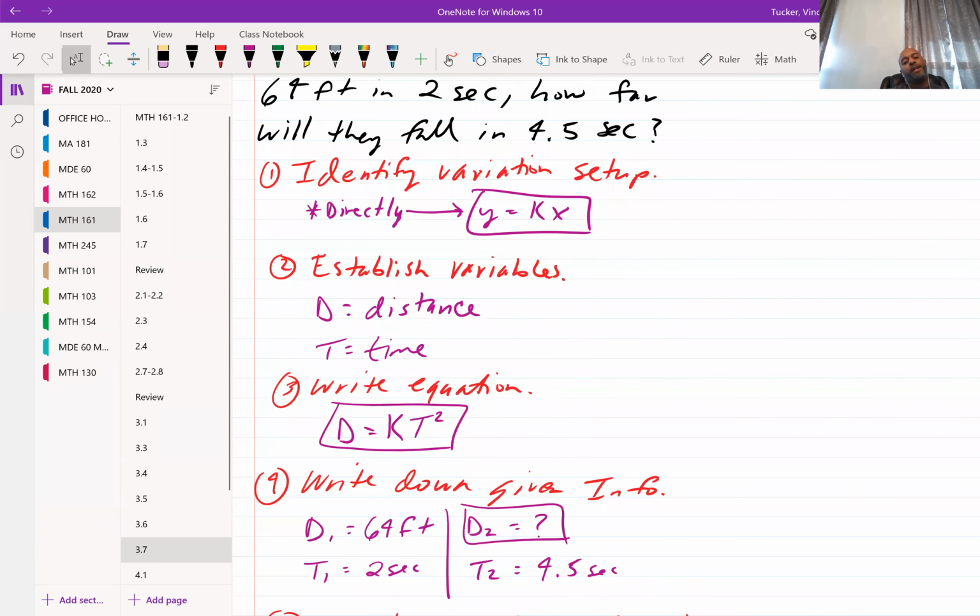All right. Next, right now you're given information. So there's always going to be a first set of information, then a second set of information that's going to be missing one piece. So that's what we have here. Your first distance is 64 feet, and your first time that correlates to that 64 feet is 2 seconds. It dropped 64 feet in 2 seconds. Then it says how far will they fall? So that's your second distance in 4.5 seconds. So we need to solve for that second distance.